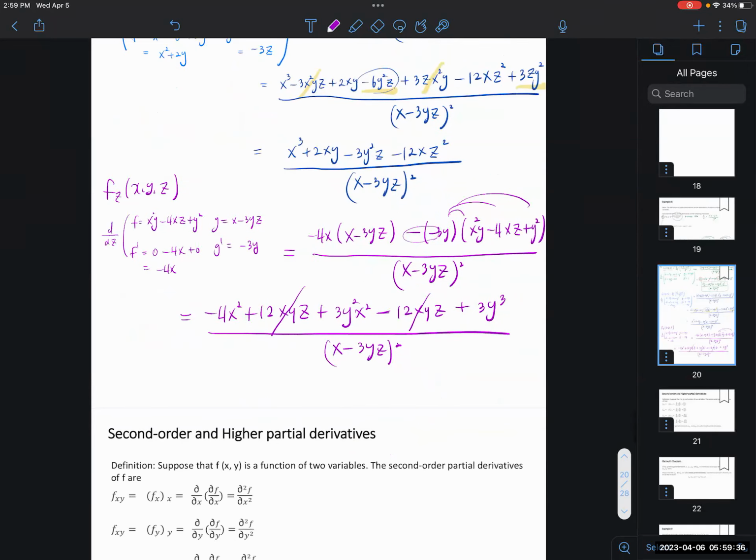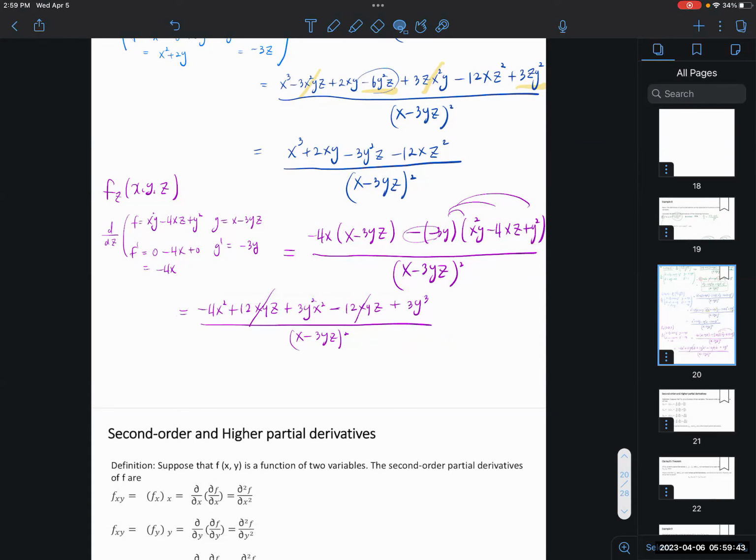So therefore, the final answer will be negative 4x squared, 3y squared x squared, plus 3y to the third, over x minus 3yz squared. That's the answer. That's f sub z.